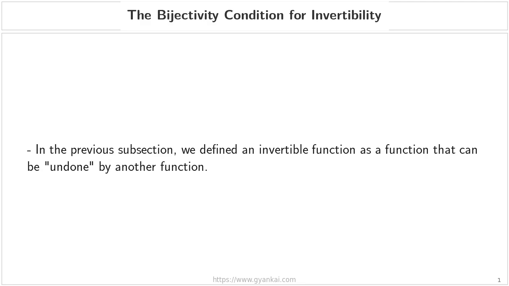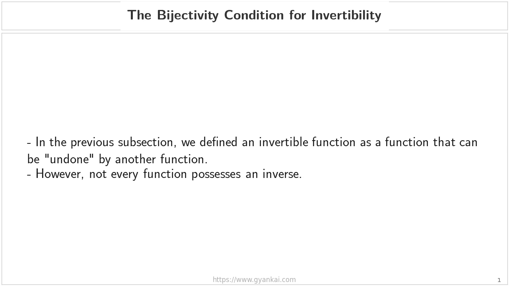To start, let's recall what we covered in the previous subsection. We defined an invertible function quite simply as a function that can be undone by another function. In other words, if the original function takes an input to an output, the inverse function should be able to take that output and bring us back exactly to the original input.